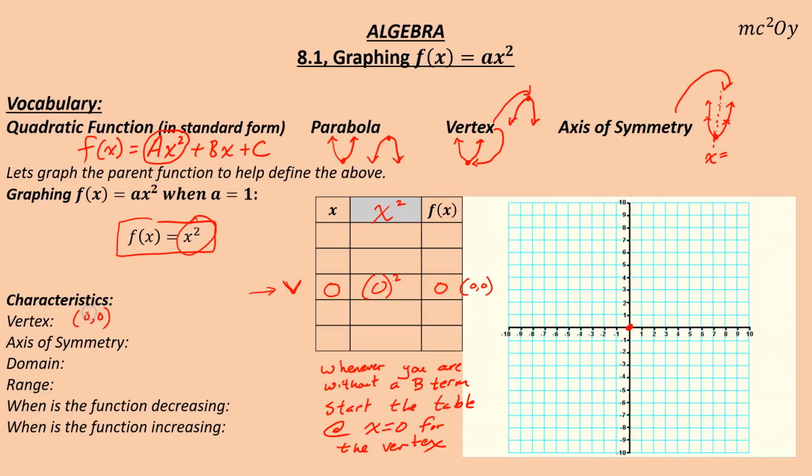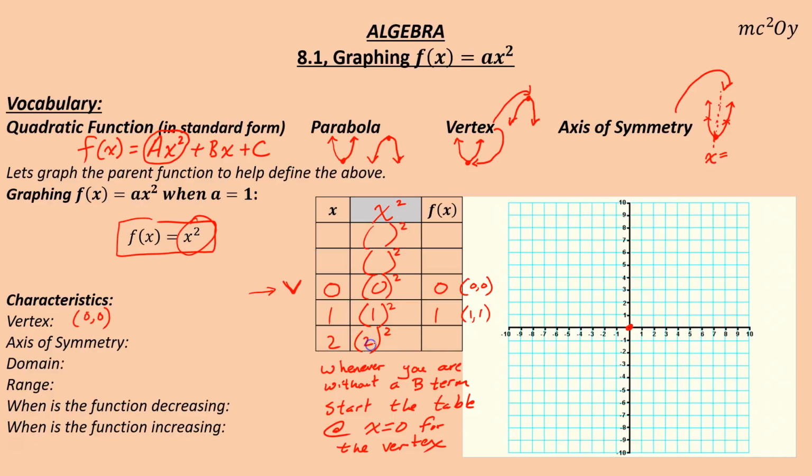Now, I haven't explained exactly why it hasn't moved, but as we start progressing in our graphs, you're going to see it's always the vertex, and then when we start graphing ax squared plus bx plus c, and we deal with the b and the c, you're going to see why it's always at 0, 0. Okay? For now, just accept whenever you are without a b term, start the table at x equals 0 for the vertex. Okay, and what that allows you to do is just build your table. So after 0 is 1, so I'm just going to put in 1 for x. And 1 squared is 1, so I get the ordered pair 1, 1. Okay, so I could keep putting in values for x, right?